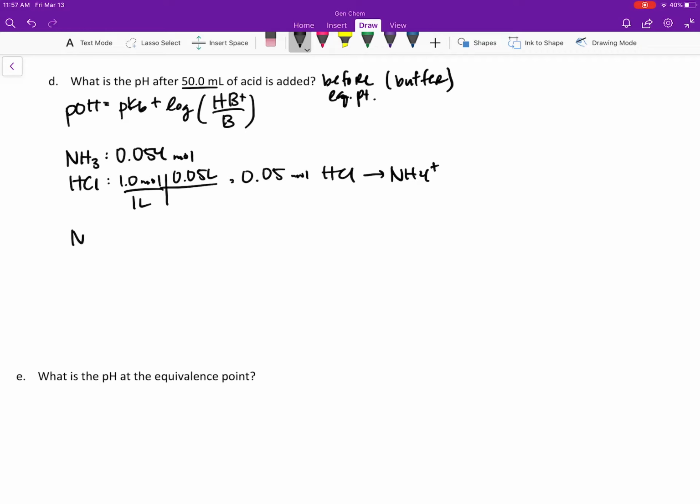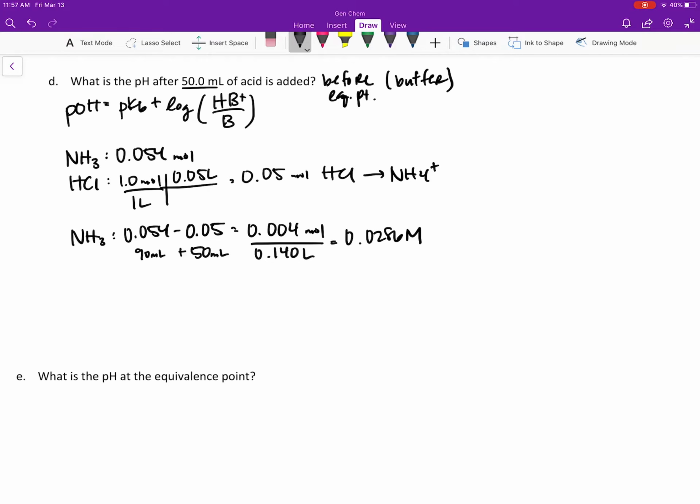So to solve for the NH3, I'm going to subtract my limiting reagent from my excess reagent to get how many moles are left over. Then I'm going to divide that by my new volume, which I had started with 90 milliliters, and now I've added 50 milliliters, which gives me 140 milliliters total. That gives me a new molarity of ammonia of 0.086. So this is my base.